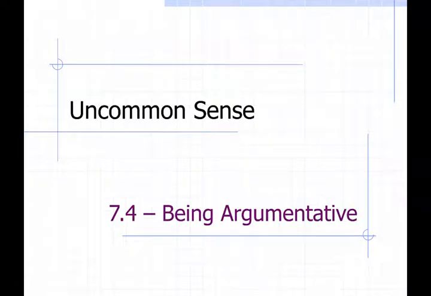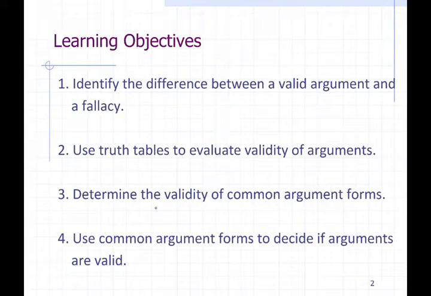Okay, in this video, I want to discuss arguments and the mathematical structure of arguments. The main focus here is validity, or determining whether or not an argument is valid. A few things we want to touch on: identifying the difference between a valid argument and a fallacy. An invalid argument we'll call a fallacy. The way we're going to mathematically prove whether or not an argument is valid is using truth tables. And we'll talk about some common types of fallacies and some common types of valid arguments.